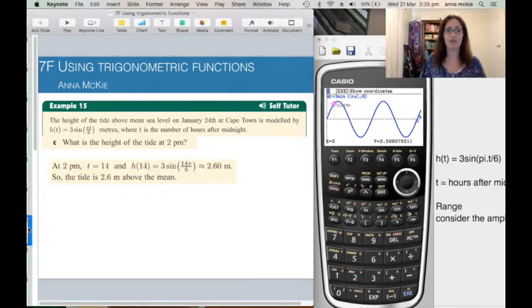Let's see what we've got there. At 2 p.m, the tide is 2.6 meters above the mean. And the other way to solve that is algebraically. You go back to your function, and where you see a t, you substitute in, well, not 2, but 14, and just calculate that out.